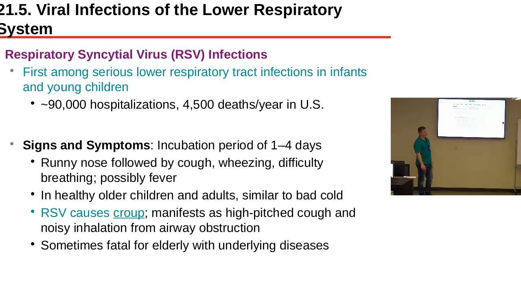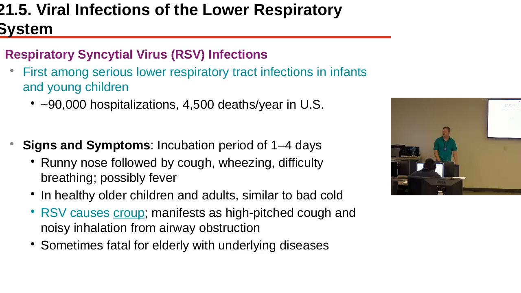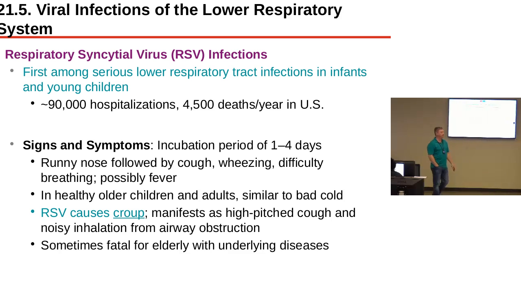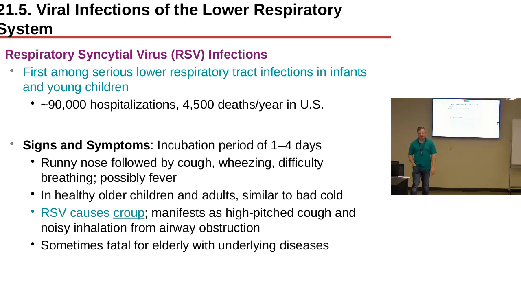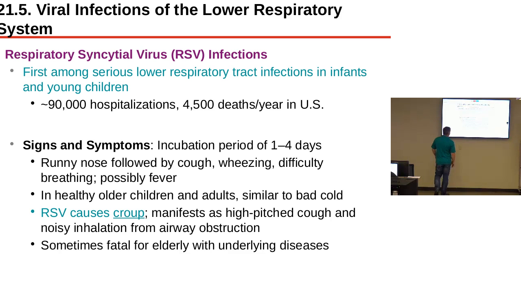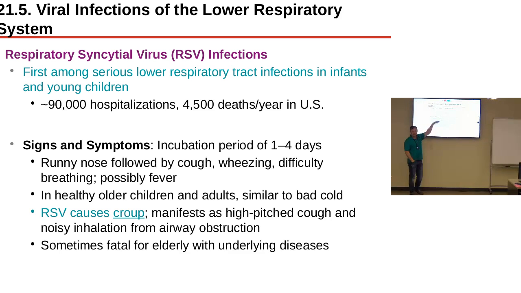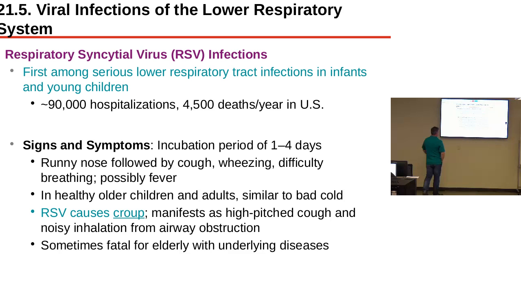All right, next virus is respiratory syncytial virus, or RSV. This is mainly a childhood virus, but can also infect adults too. About 90,000 hospitalizations a year, 4,500 deaths. So that tells us it's not incredibly fatal, but there is a large portion of people that do die. Incubation period, again, a few days. And that's always a problem, because that means you're walking around potentially contagious and not knowing it. But everything else is pretty much straightforward in terms of what you'd expect out of a respiratory disease.